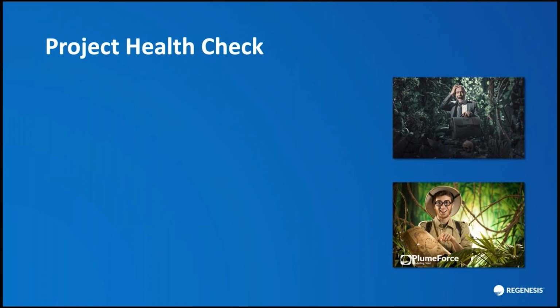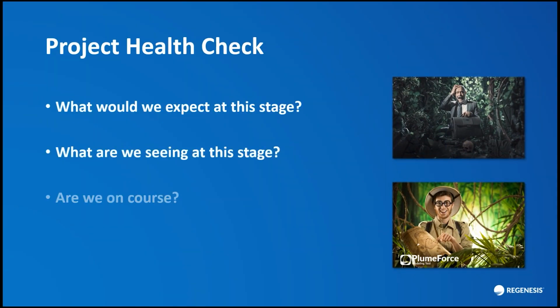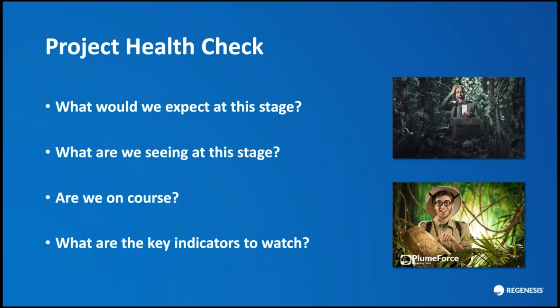For our clients, for their clients, or even for us, the data jungle can be bewildering. Modeling gives us a map. Where are we? What direction are we going in? And do we have to course correct? And using this, we can perform periodic project health checks. What would we expect to see at this stage? What are we seeing at this stage? Are we on course? And what are the key indicators to watch? Addressing these 4 questions in a project performance review can cover a lot of ground.